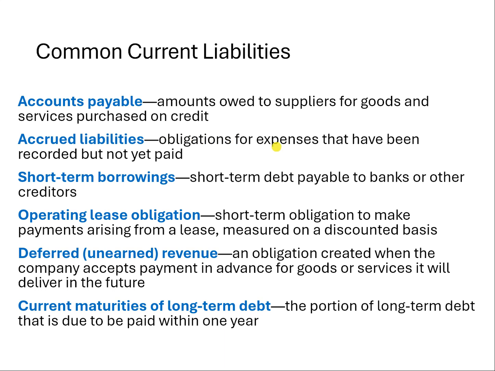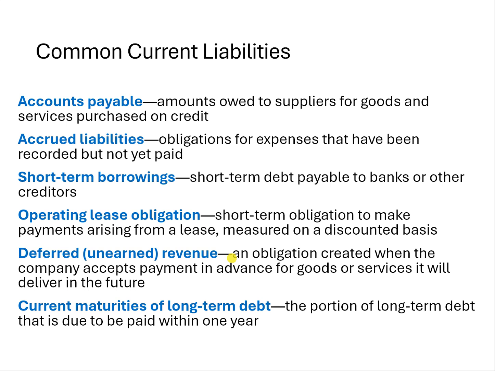Let's say those are the obligations for expenses that have been incurred but not yet paid. We can have short-term borrowings, short-term loans, for example, and operating lease obligations. Because based on the lease contract, we can have short-term obligations to make those payments. So those will be reported. If there are short-term obligations, there are operating lease obligations. That's current liabilities. We have unearned or deferred revenues.